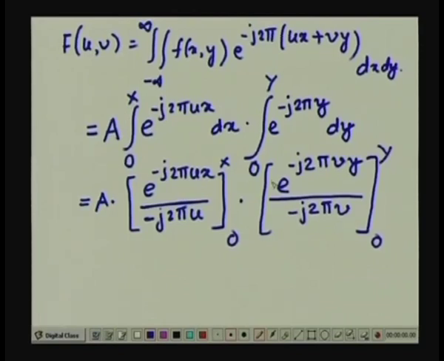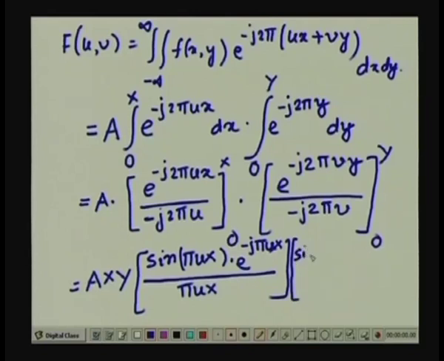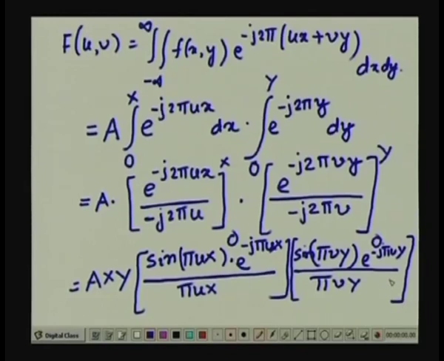And if you compute these two limits, you will find that it will take the value A capital X into capital Y into sin pi u X into e to the power minus j pi u X upon pi u X into sin pi v Y into e to the power minus j pi v Y upon pi v Y. So, after doing all these integral operations, I get an expression like this.